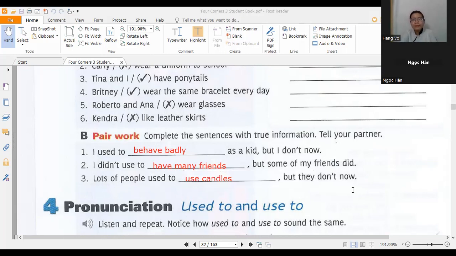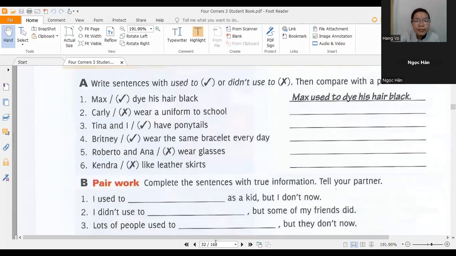Okay. Do you know why? Do you know why they don't use candles now? Because now people use lights. Yeah, people have lights. Okay, electric lights. Yes. Electric lights. All right. Thank you. Yeah, that's correct. Okay, all right. So now let's have a look at this game.